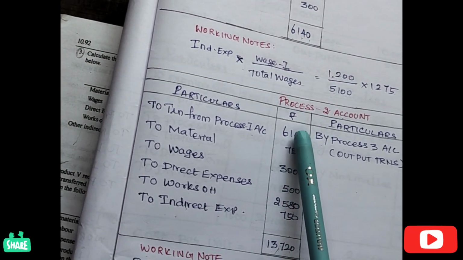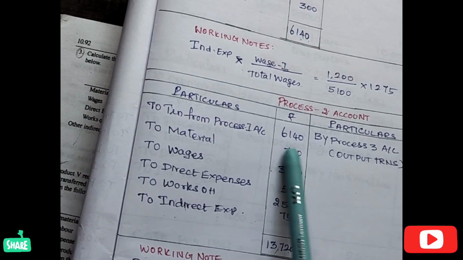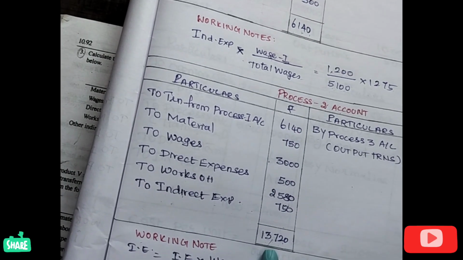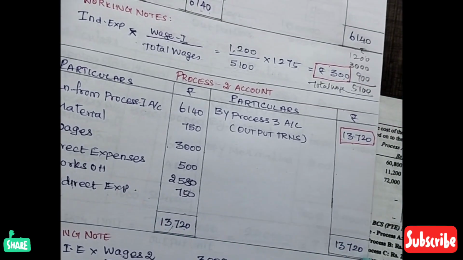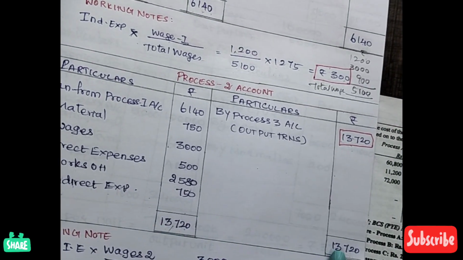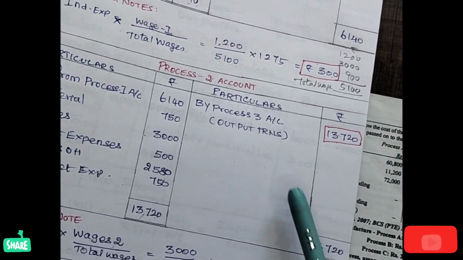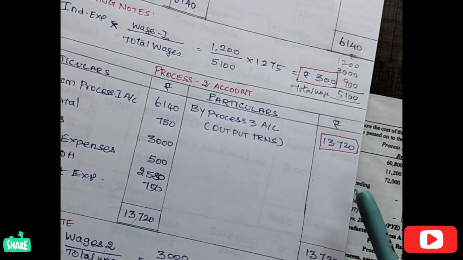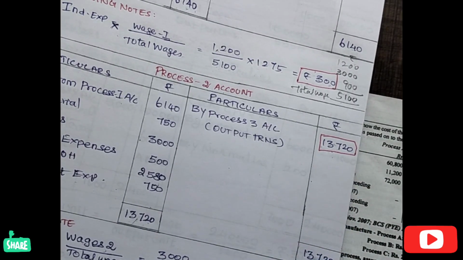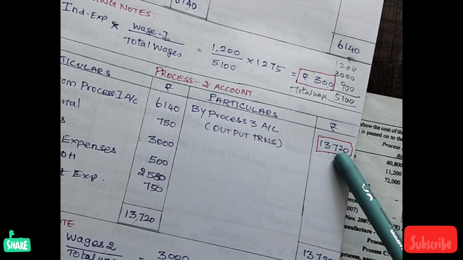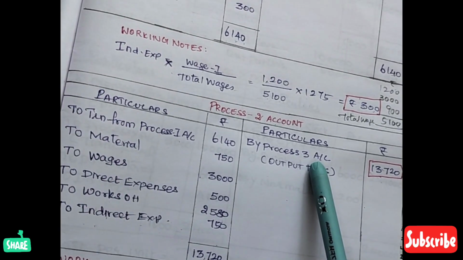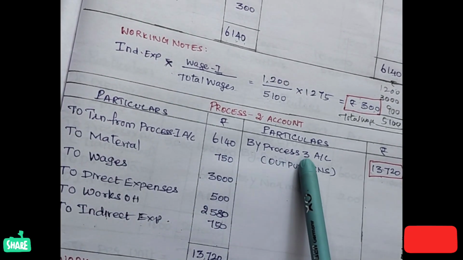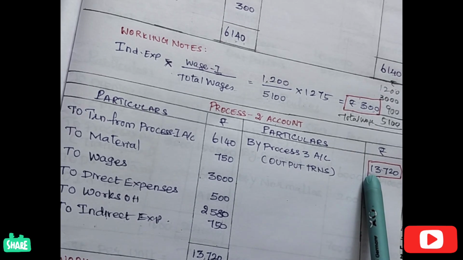Now what do we have to do? At the end of process 2, we add all the cost. We will get 13,720 rupees. Okay, enter on both sides as a total. After entering the total, on the credit side we don't have any value. So the balancing figure is what? 13,720, we enter on the credit side. Against this value, what do you have to write as per the format? By process 3 account. Okay.